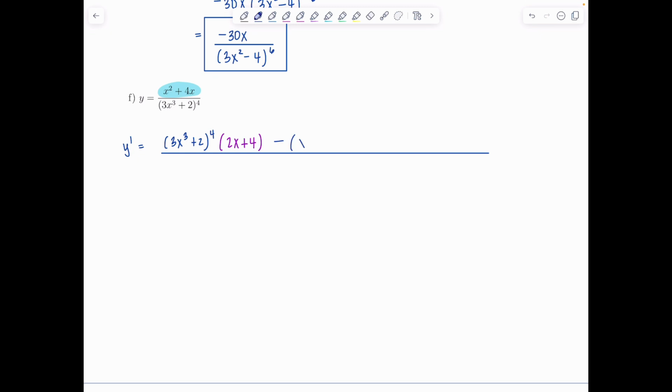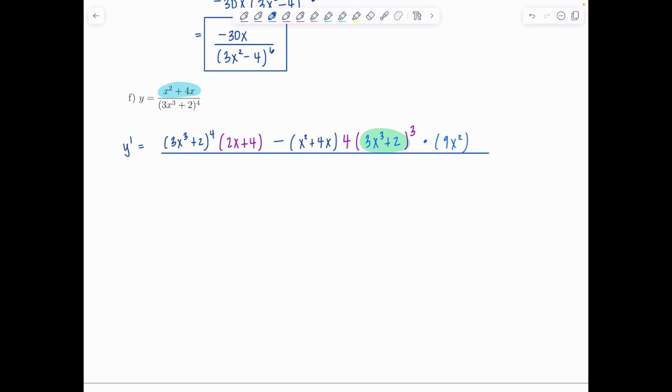Minus high, so the numerator, don't touch it. D low, derivative of the bottom. So derivative of something to the 4th would be 4 something cubed. The something was 3x cubed plus 2. And then I need to multiply by the derivative of what's inside. So the derivative of 3x cubed plus 2 is just going to be 9x squared.